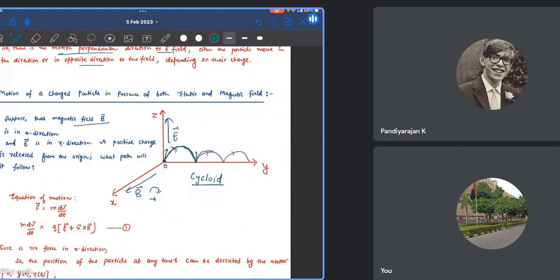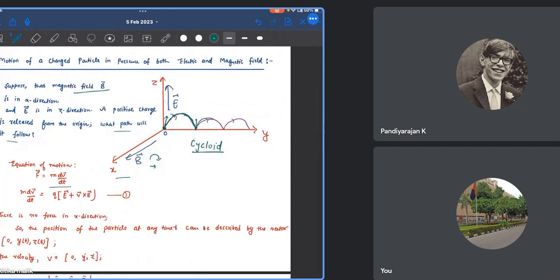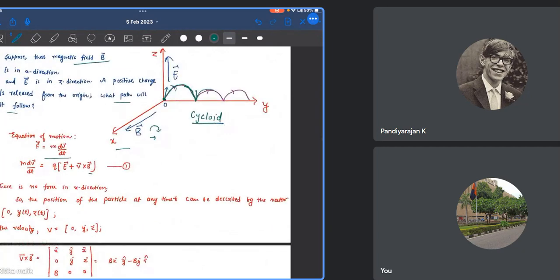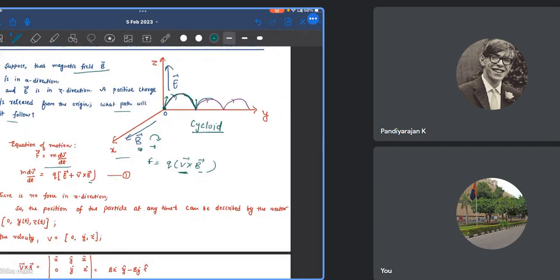For example, if we take the magnetic field in the x direction and the electric field in the z direction, a positive charge is started from the origin, and what path will it follow? We simply write the equation of motion, force ma equals qE plus qv cross B, and there is no force in the x direction. The force due to the magnetic field is given by qv cross B, so it is perpendicular to both v as well as B. So there is no motion in the x direction.